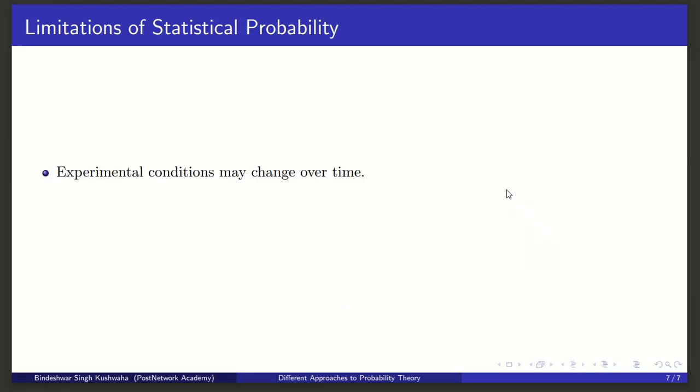We can also see that there are limitations, which we will discuss. Experimental conditions may change over time, and as n tends to infinity, m upon n may not converge to a unique value. We'll discuss these topics in future videos.